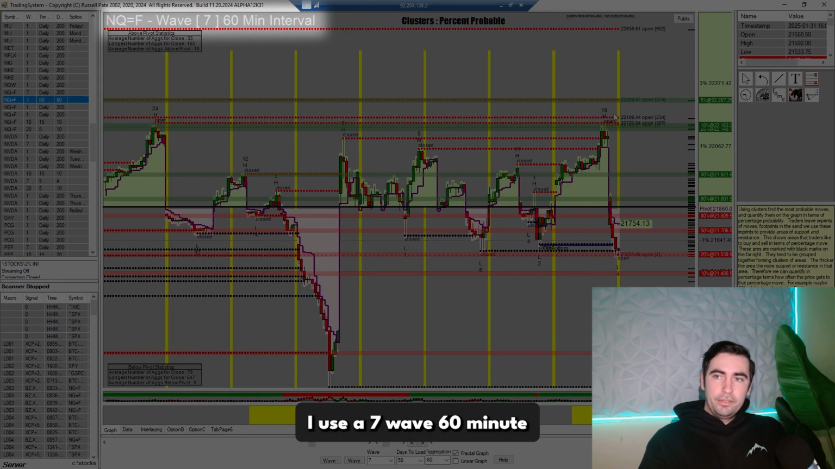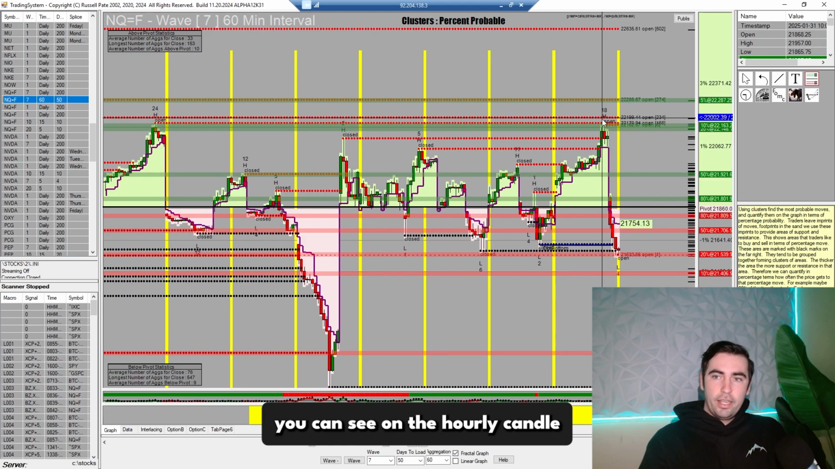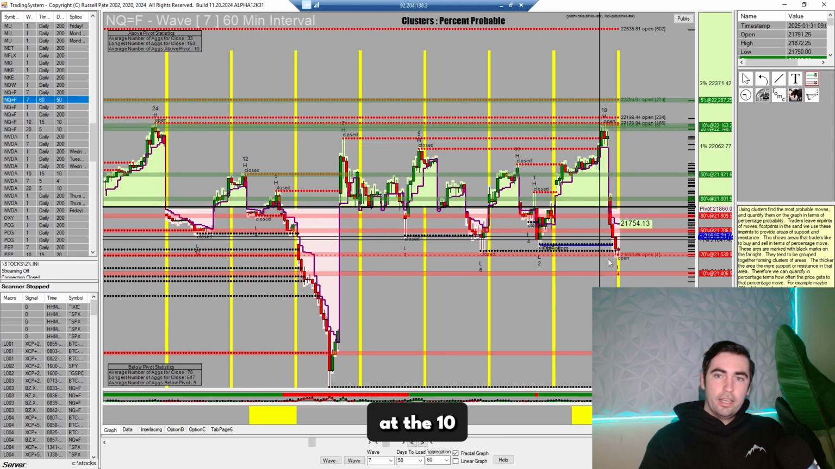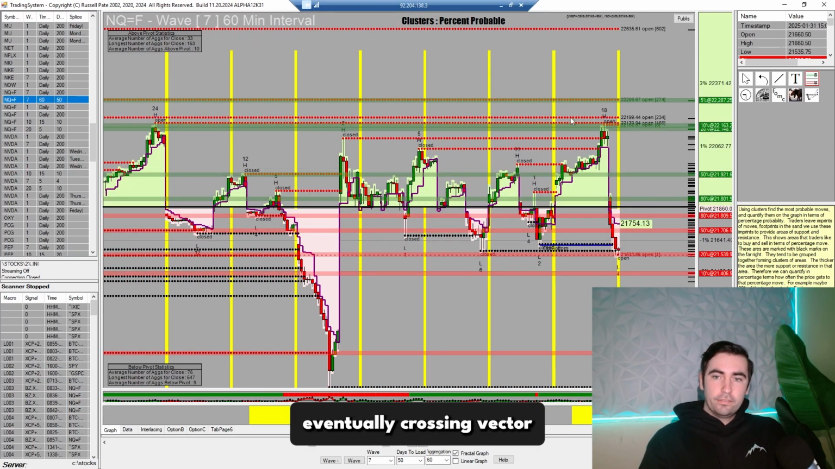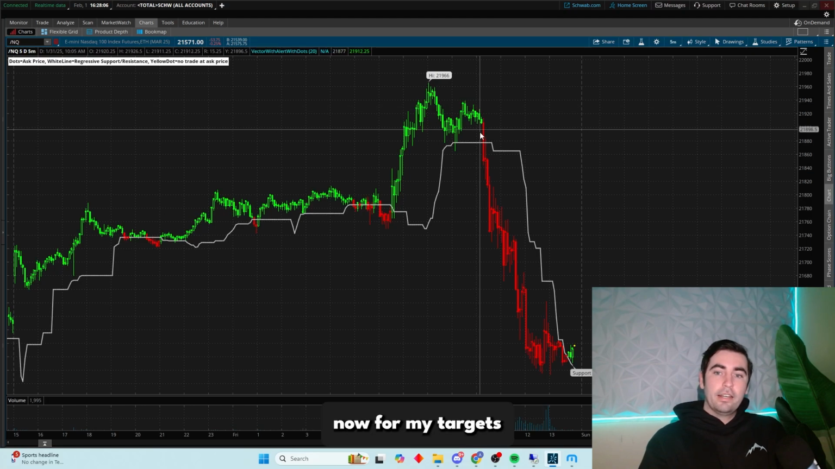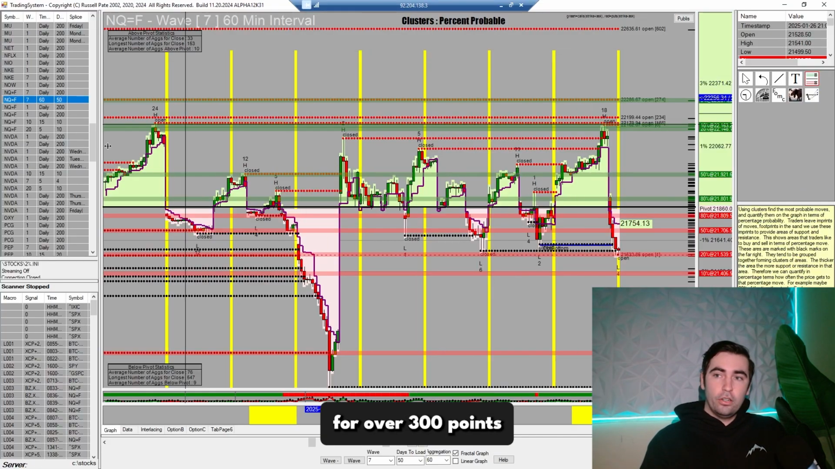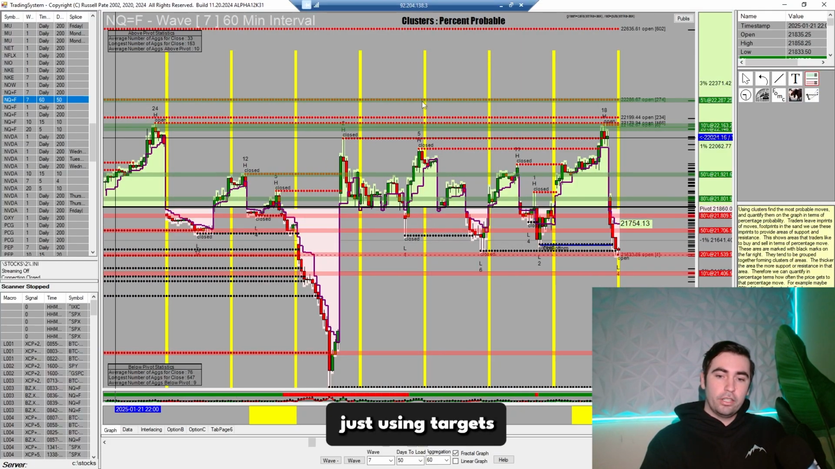Last up, I used a 7-way 60-minute. You can see on the hourly candle, we came up to these clusters at the 10 and 20% odds, eventually crossing vector and pivot to the downside. Now for my targets, I was able to hold for over 300 points just using targets on the fractal system.